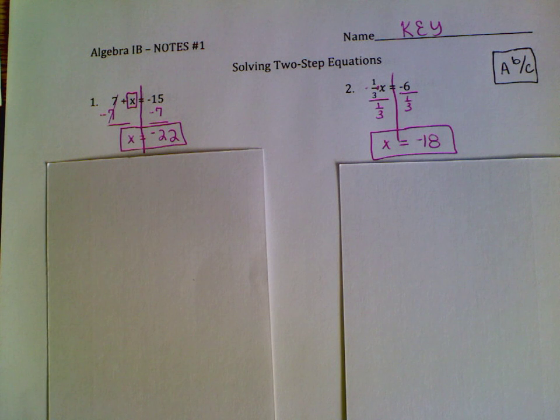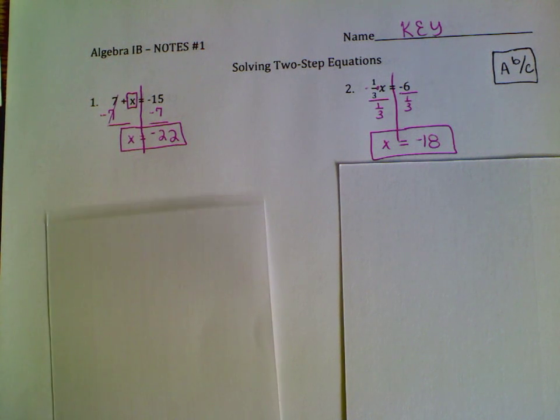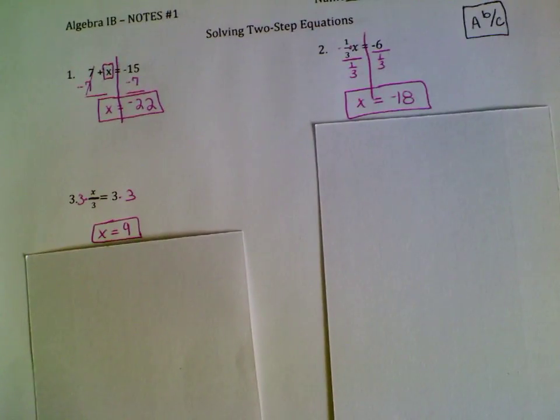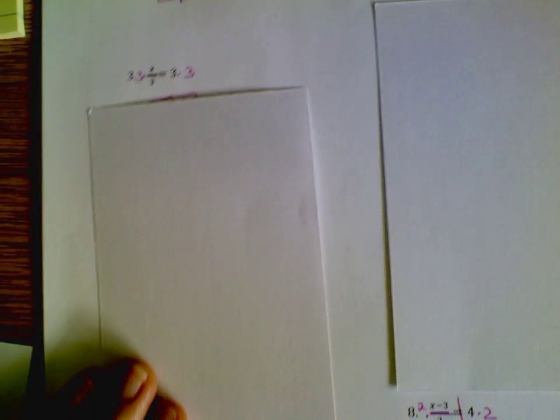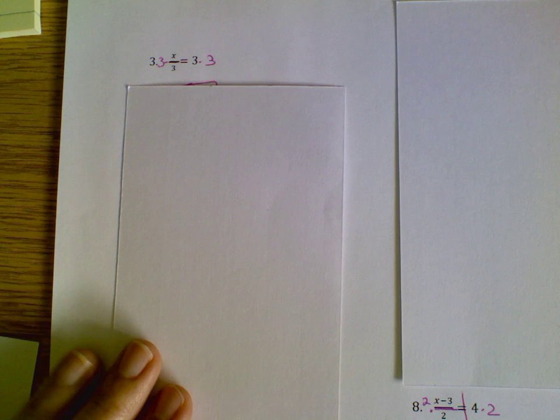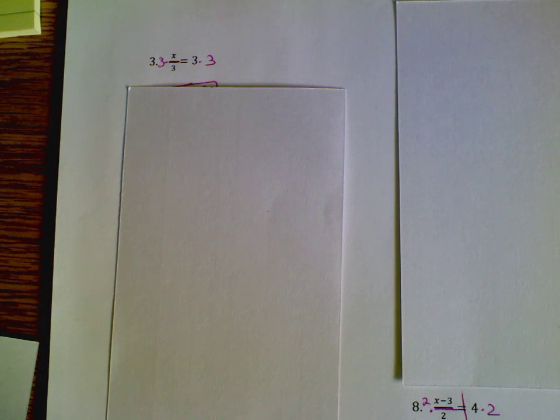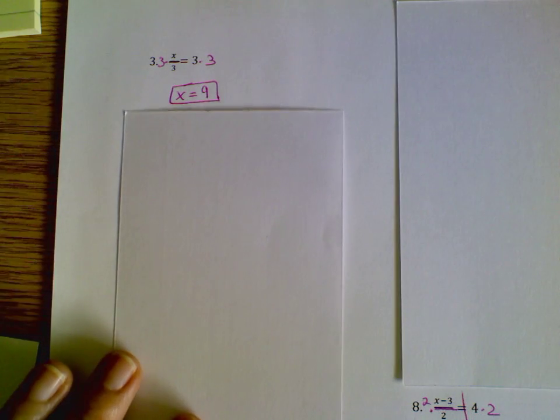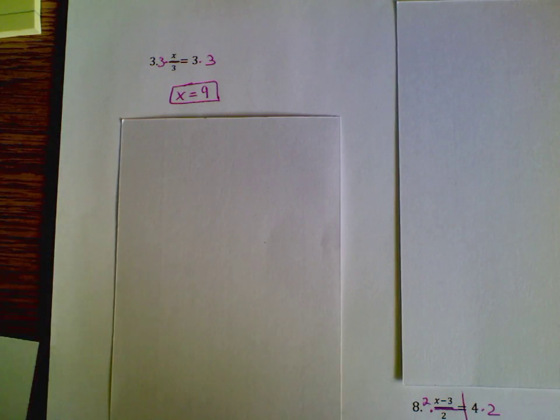So those problems seem difficult because there's a fraction, but they really aren't, because all you're going to do is just type them in. Okay, let's try one more. Here I have x over 3 equaling 3. All you should have to do is multiply by 3, because that fraction bar means you're dividing. So I'm going to multiply both sides by 3 and end up getting 9.